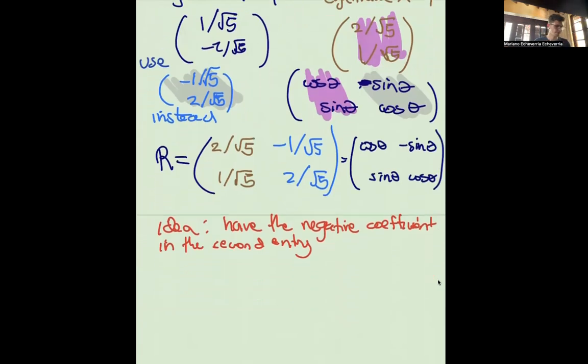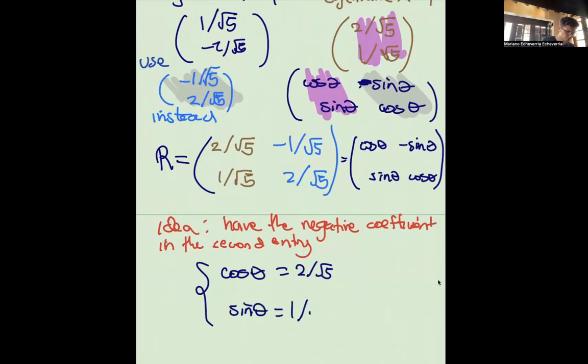And from there, it's the same. You have that cosine of theta equals 2 over root of 5, and sine of theta is 1 over root of 5. Again, this is not a special angle or anything, so I will not expect you to simplify it further, except for saying that theta is, for example, the arc cosine of 2 over root of 5. So there's no more need to simplify that.